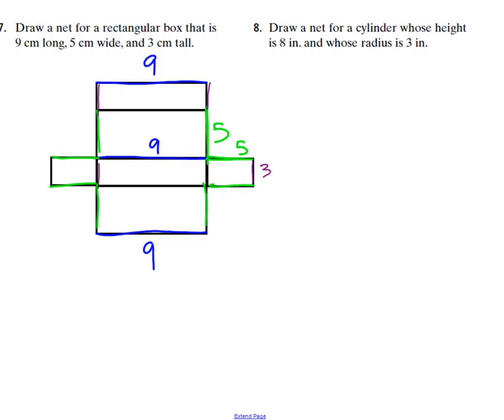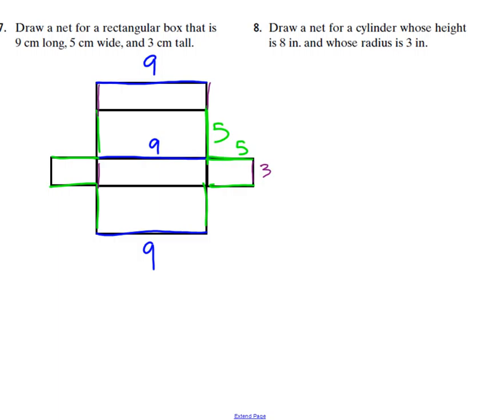Hopefully tomorrow we'll be able to cut some of these out and see how this folds up. We're gonna cut this out? Not this one on this paper, I'll give you something else.